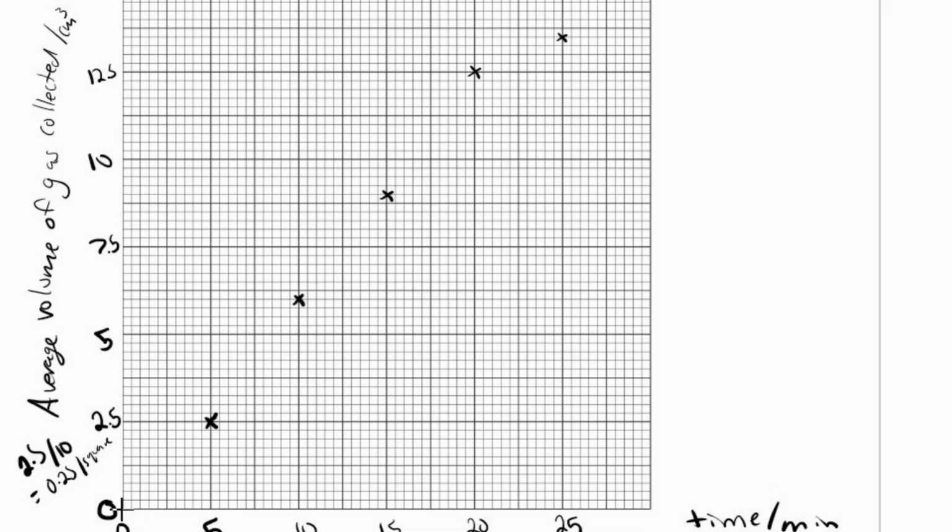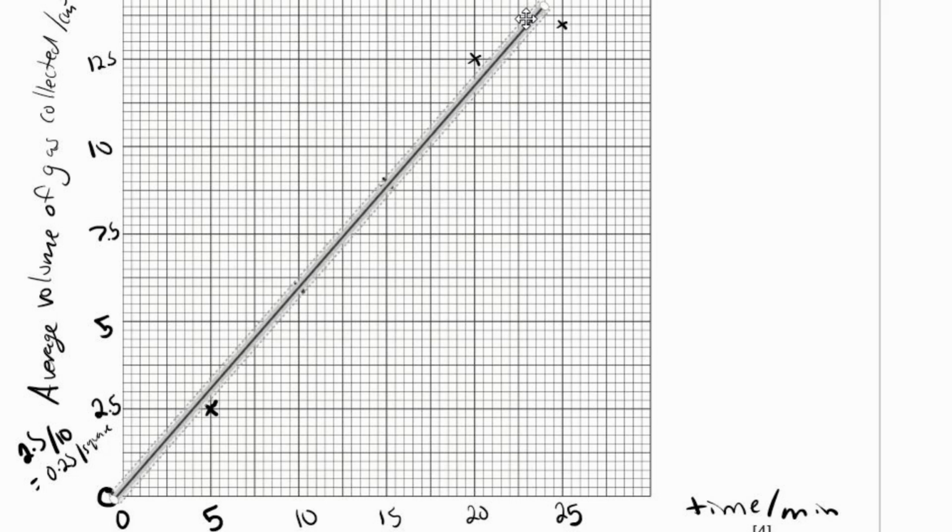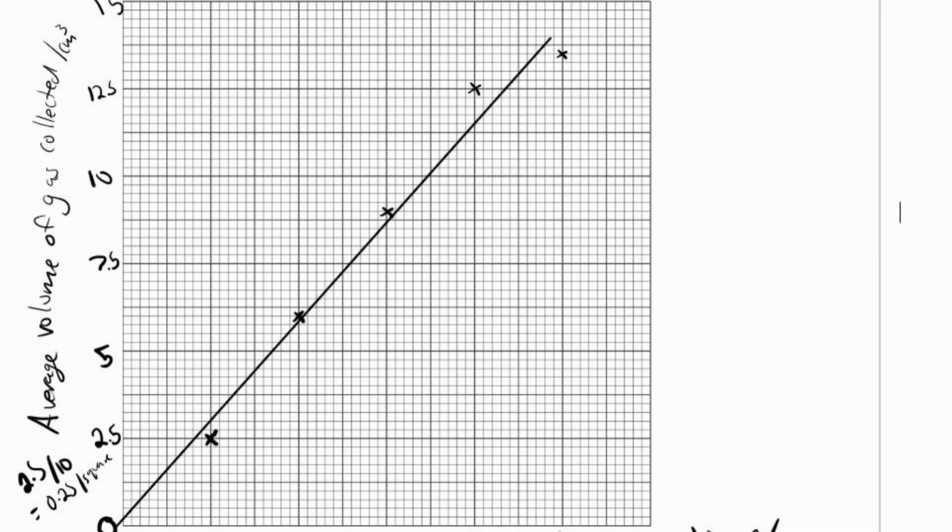So you could draw your line of best fit. Looking at this, it probably is actually just a straight line. And at 0 minutes, there should be no gas collected, so you can start from 0, 0. Now what I'm going to do is just draw a straight line that's kind of the average of all of these points. It doesn't really go through any point, but that's okay. It's the average of all of these points.